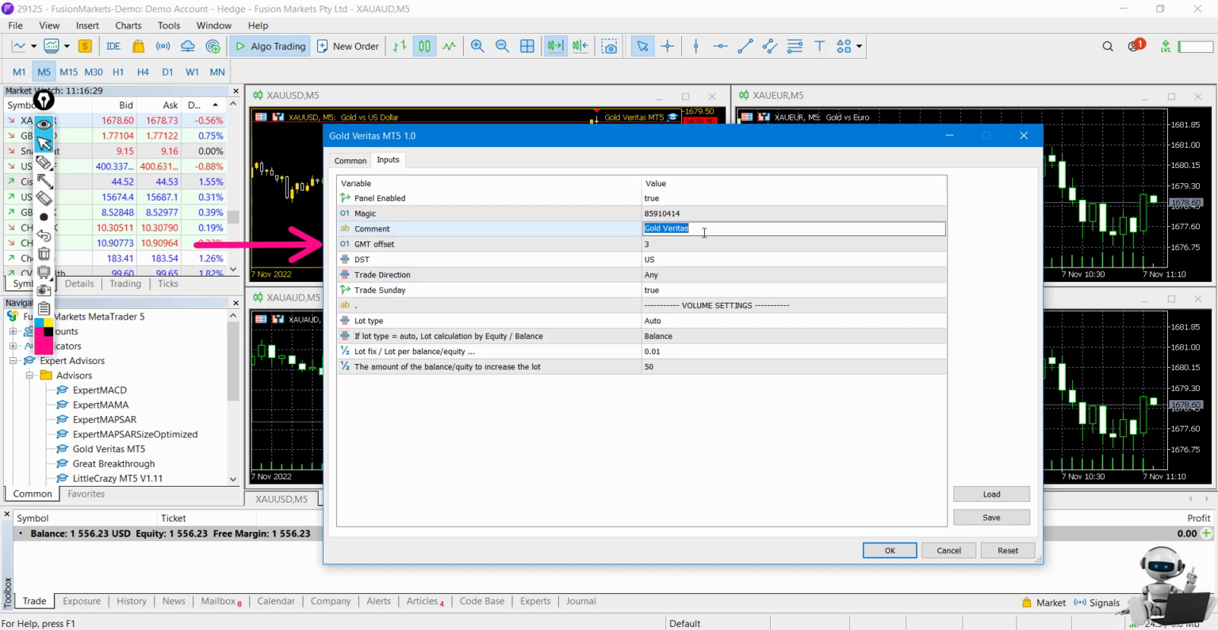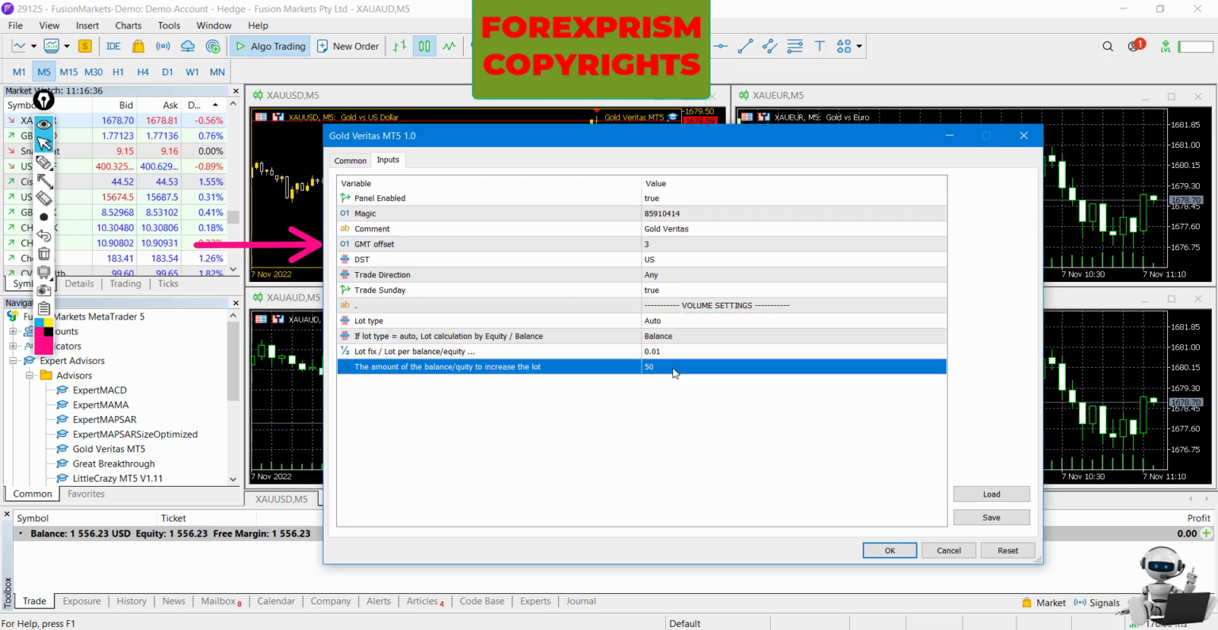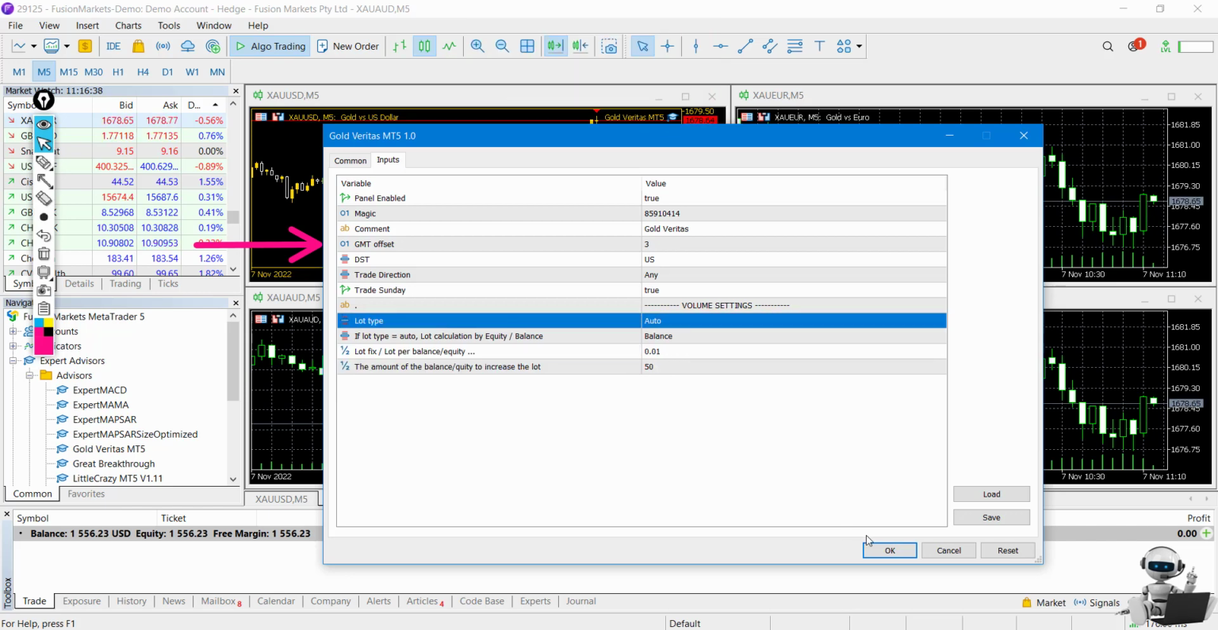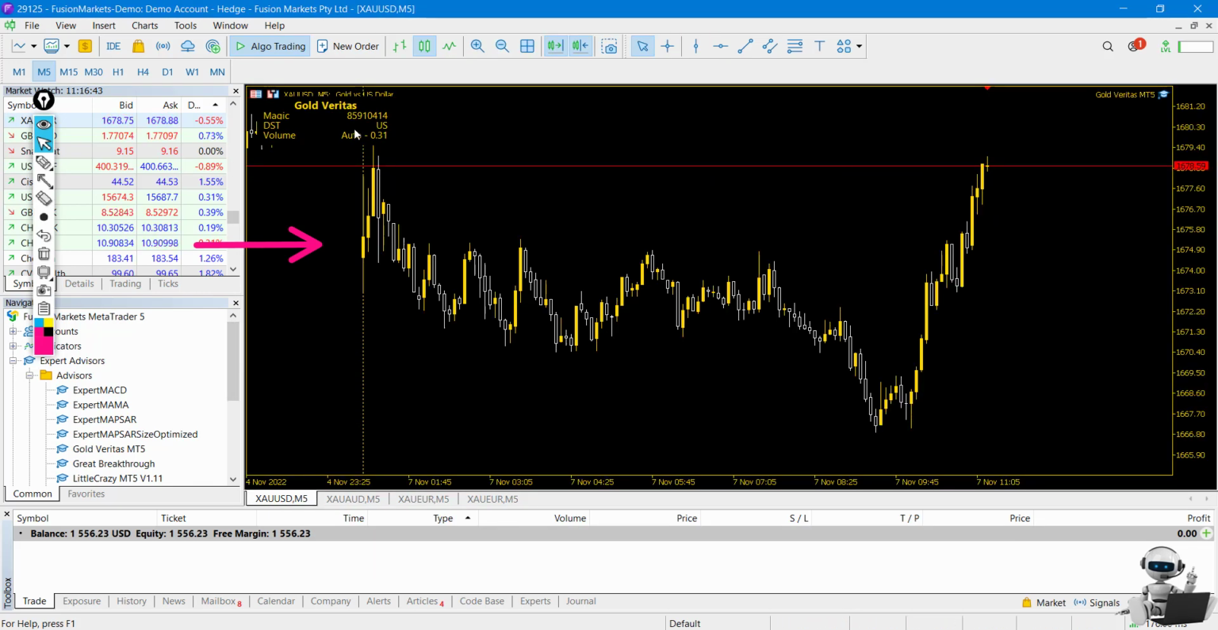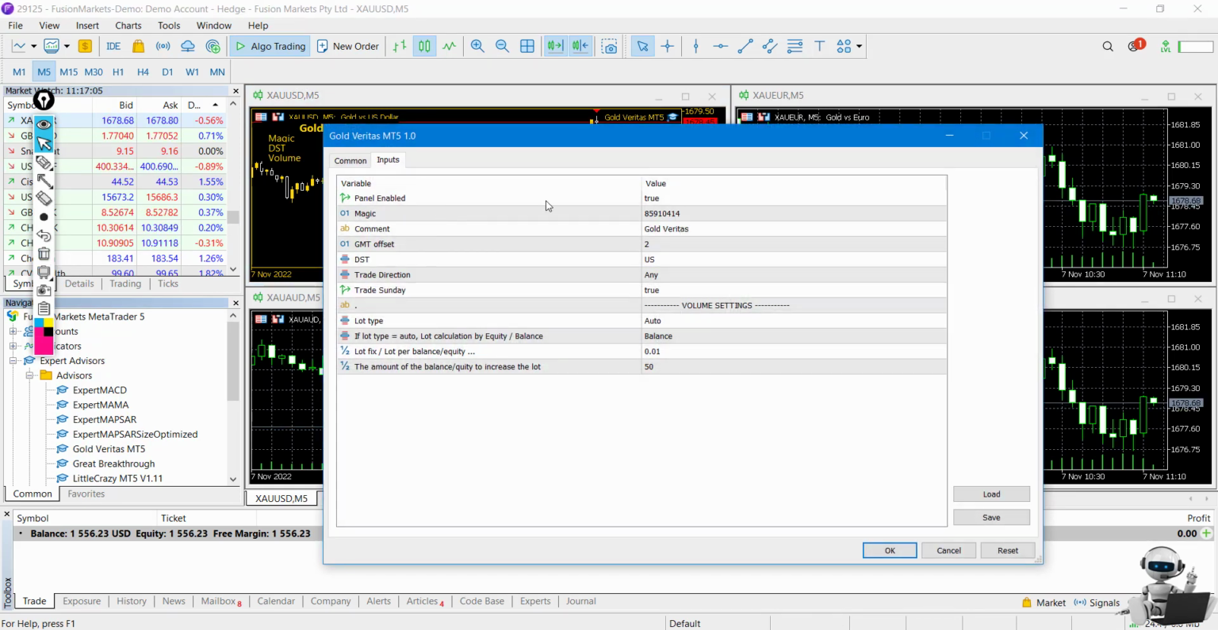And here you can change the comment, and the magic number should be different for each one of them, and auto lot size, I suppose you just leave that at default. And here you can see we have the live EA on, we don't have a smiley but we have this blue icon. It means the EA is on, and it gives you the volume on the next trade on $1,500. So this EA, Gold Veritas, is very impressive and I'm looking forward to testing it, but I believe it could work for the long term.